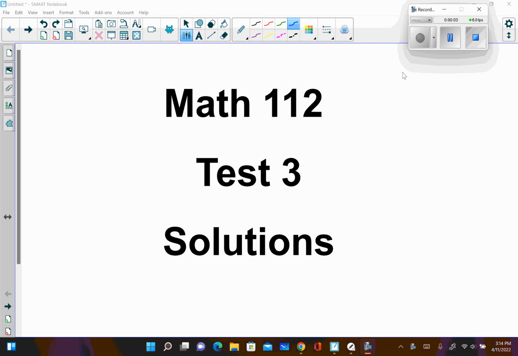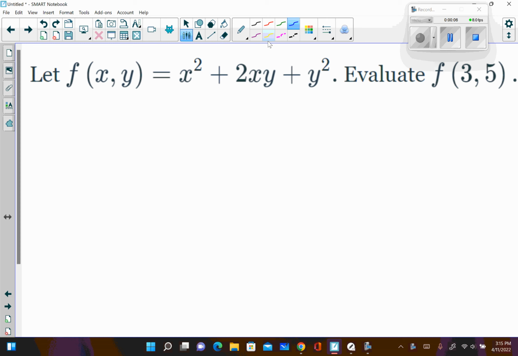Math 112, Test 3 Solutions. If f is a function of x and y, evaluate f of 3 comma 5.